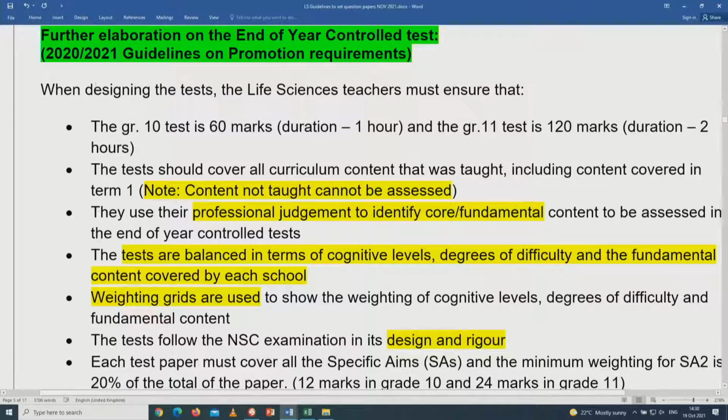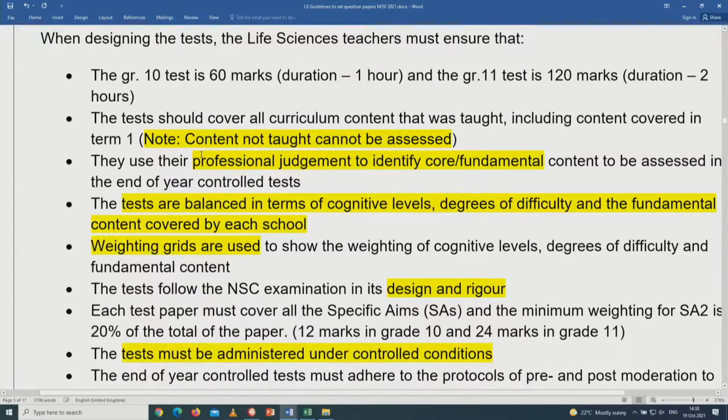When designing the tests, the life sciences teachers must ensure that, okay, we have said this, I'm not going to repeat things. The test should cover all curriculum content that was taught, including content covered in term 1. Content not taught cannot be assessed. We really understand that. But be careful not to let your children only write on term 4 work or term 3 and 4 work. Because in grade 10 it's easy, because term 1 and 2 is paper 1 and term 3 and 4 is paper 2 for a full-bodied paper. But for one test paper it's not so easy.